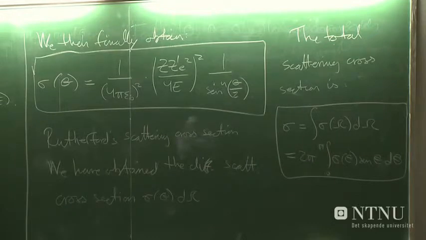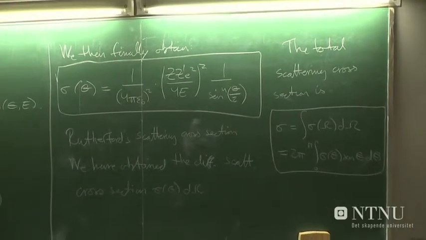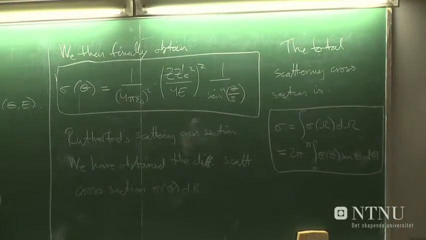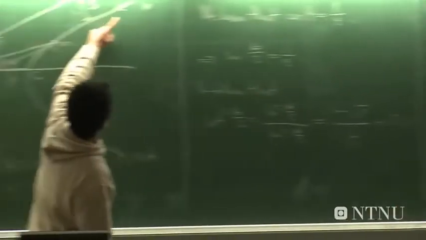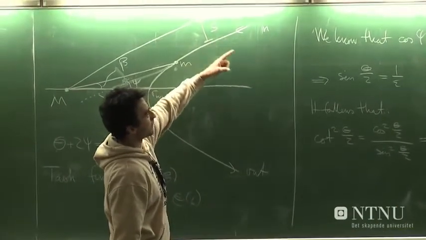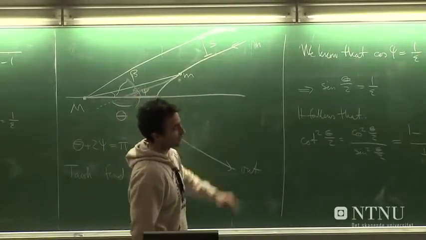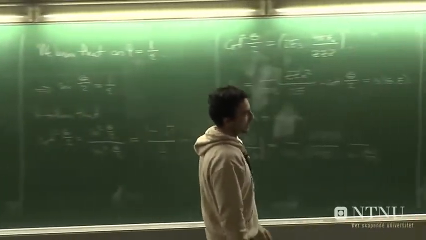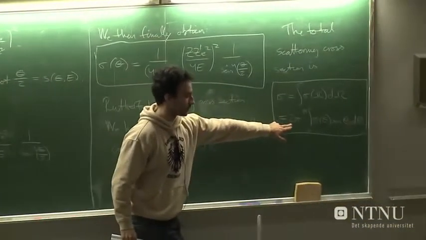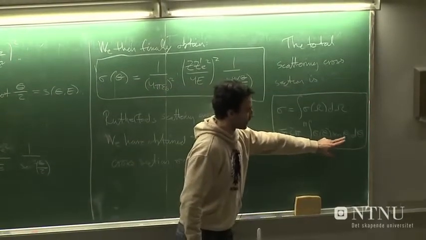And as argued in the previous lecture, we have this rotational symmetry due to the central forces in play. So we have this 2 pi symmetry around the incoming axis, meaning that we can extract this factor of 2 pi and simply perform the integration over theta.